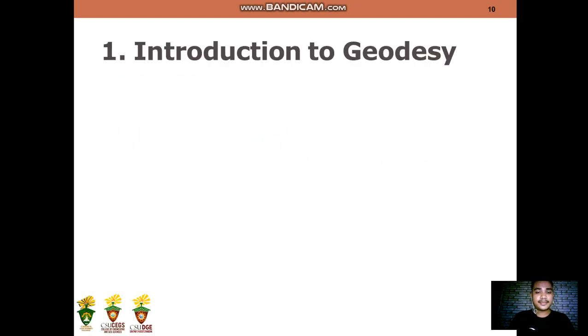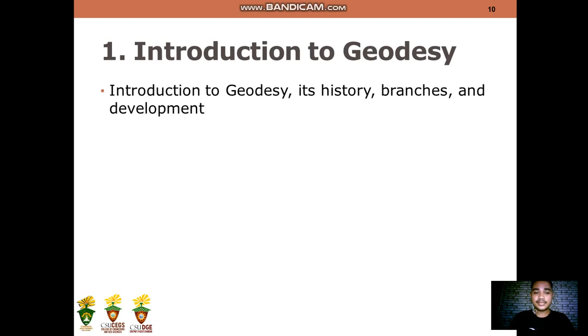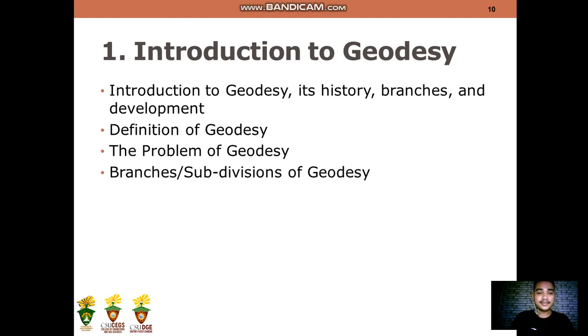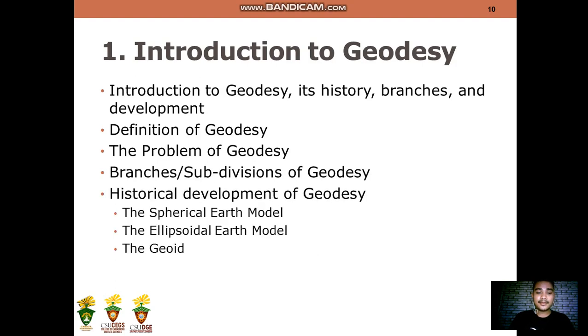For the course outline, the first topic we are going to discuss is the introduction to geodesy, its history, the branches and development. That covers the definition of geodesy, the problems in geodesy, the branches and subdivisions in geodesy, and the historical development of geodesy that consists of the spherical Earth model, the ellipsoidal Earth model, and the geoid. Lastly, we are going to discuss the impacts and application of geodesy.